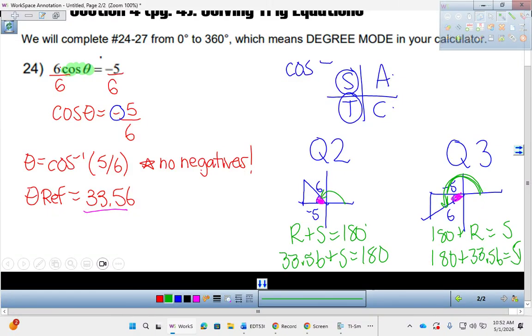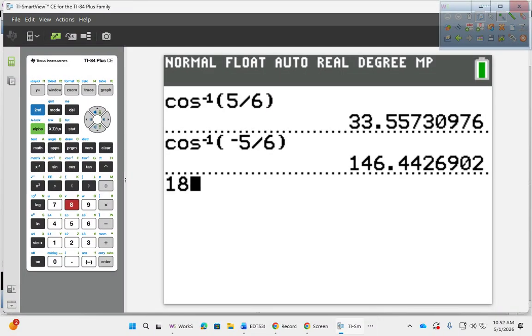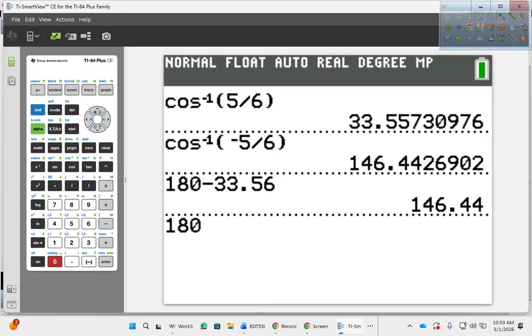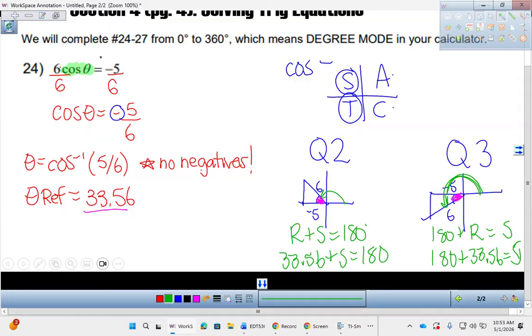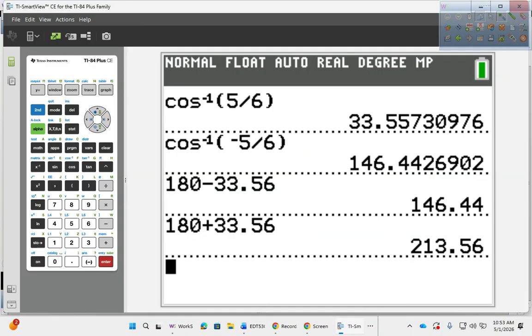So I'm going to do 180 minus the 33.56 and 180 plus the 33.56. Strictly because we're in quadrants 2 and 3, the rules will change when the answers are in different quadrants. So the two answers to this problem are 146.44 and the second answer was 213.56.